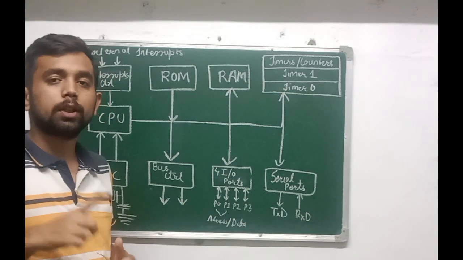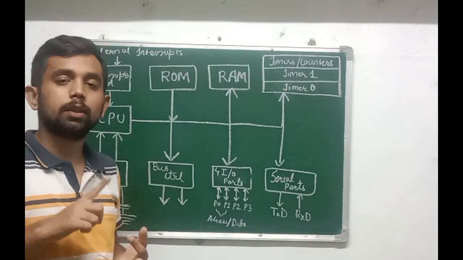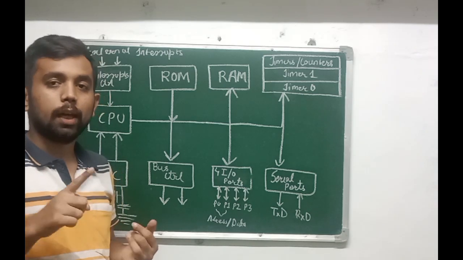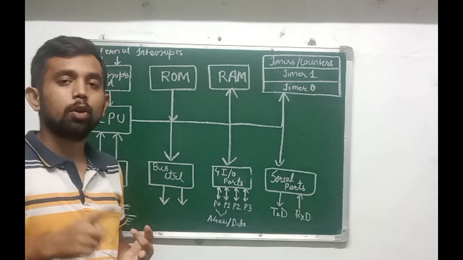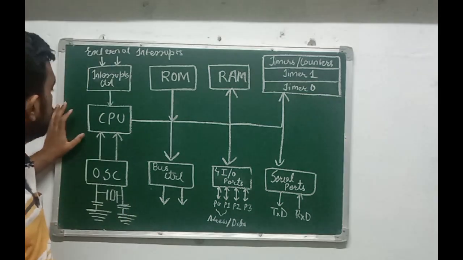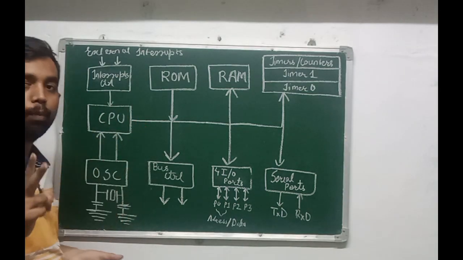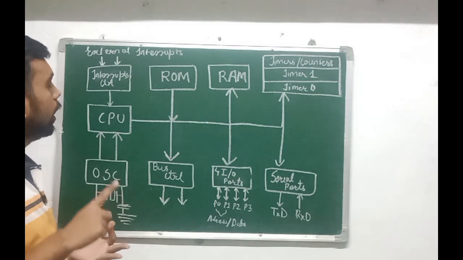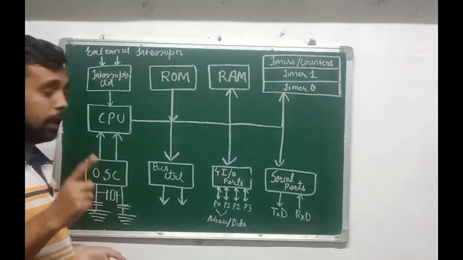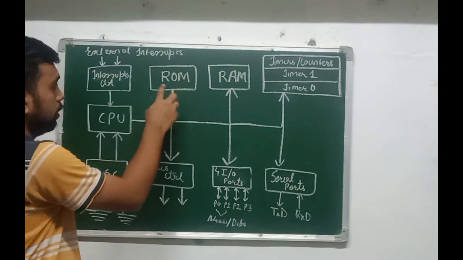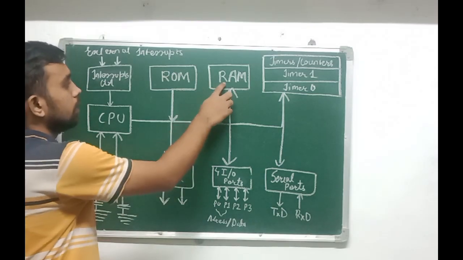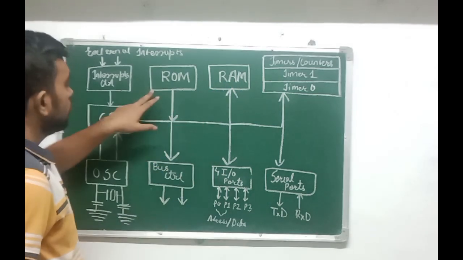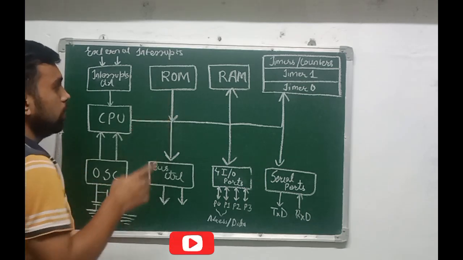In arithmetic operations, there are addition, subtraction, multiplication, and division. In logical operations, there are logical OR, logical AND, and logical NOR. The second is memory. There are two types of memory: ROM and RAM. The full form of ROM is read-only memory, and the full form of RAM is random access memory. So, guys, first, read-only memory.